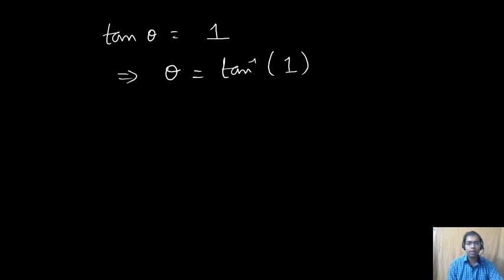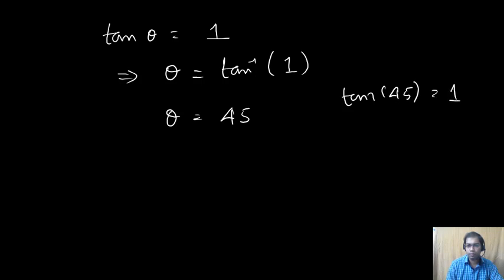So tan of the angle is equal to 1. That would imply theta is equal to tan inverse of 1. That means we have taken tan to the other side. Literally speaking we are taking tan to the other side, but mathematically this is an inverse function. So we can calculate what is the angle. Now theta is 45 because for tan 45 the value is 1. So here we have found the value of theta.